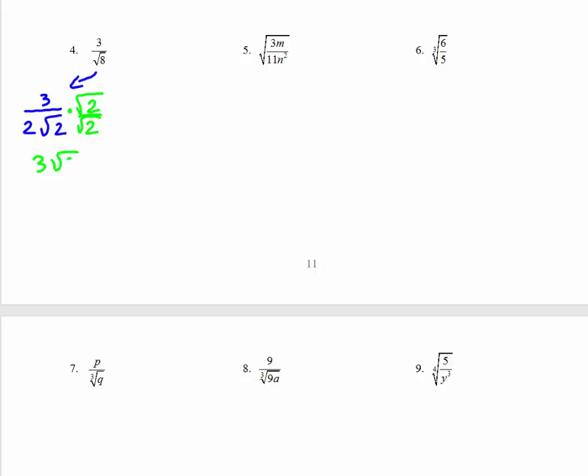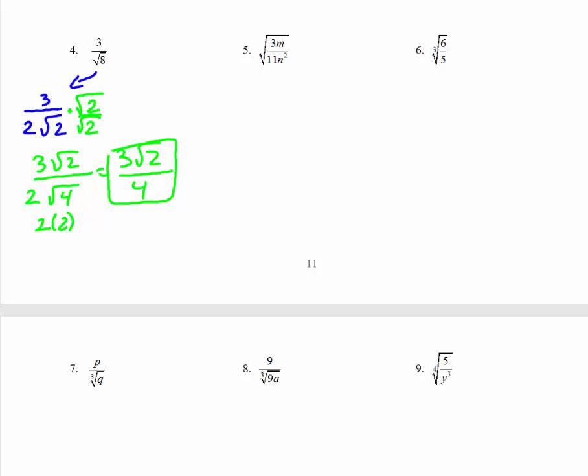So 3 times the square root of 2 is on top, and 2 times the square root of 2 times 2 is 4, so we get the square root of 4. The square root of 4 is 2, but we have a 2 on the outside, so we'll multiply those. So we end up with 3 square root of 2 all over 4.